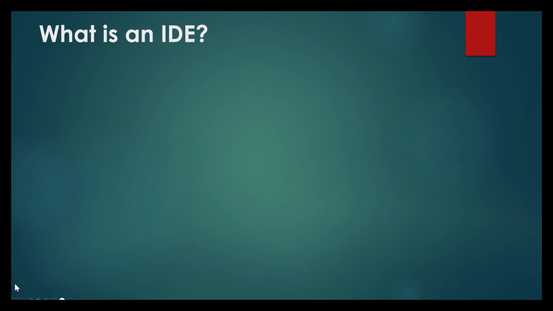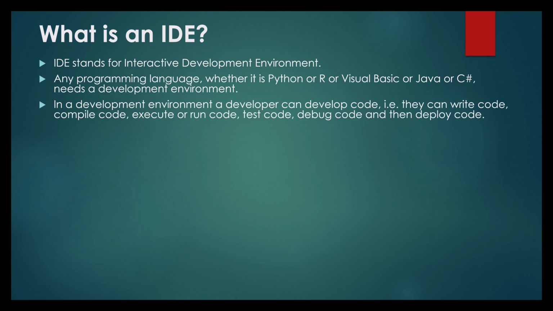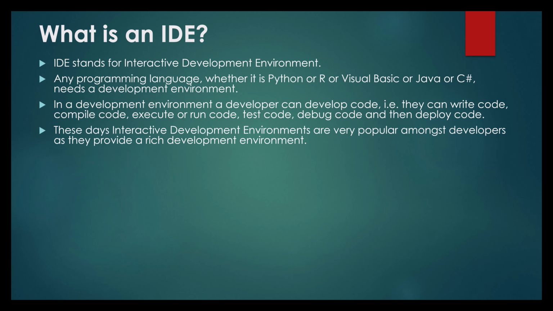What is an IDE? IDE stands for Interactive Development Environment. Any programming language, whether it's Python or R or Visual Basic or Java or C#, needs a development environment. In a development environment, a developer can develop code, that is, write code, compile code, execute or run code, test code, debug code, and then deploy code. These days, interactive development environments or IDEs are very popular amongst developers as they provide a rich development environment.